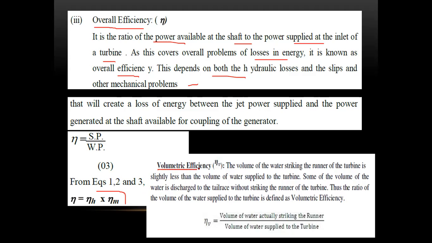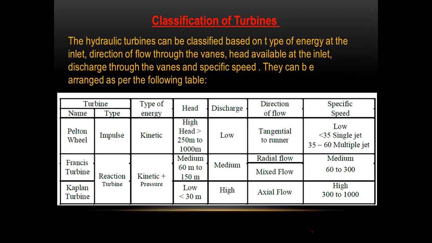The fourth one is volumetric efficiency. Coming to the volumetric efficiency, the volume of water striking the runner of the turbine is slightly less than the volume of water supplied to the turbine. So simply we can say it is the ratio of the volume of water actually striking the runner divided by the volume of water supplied to the turbine. That is the volumetric efficiency. Next, coming to the classifications of turbine.